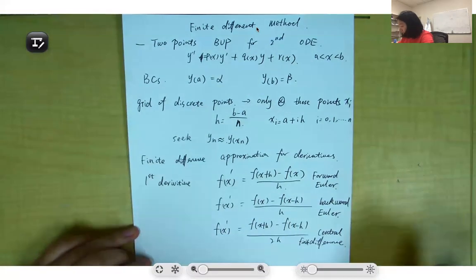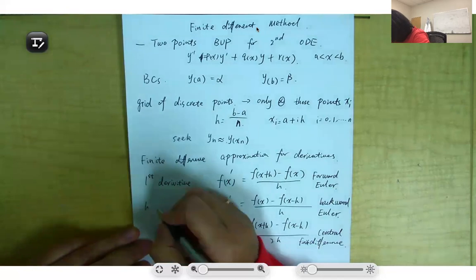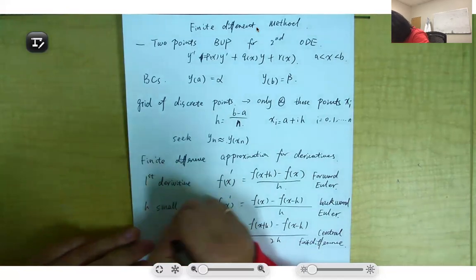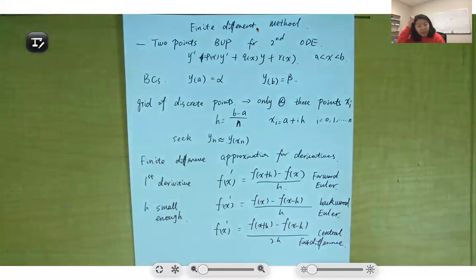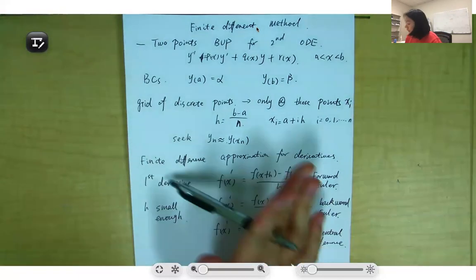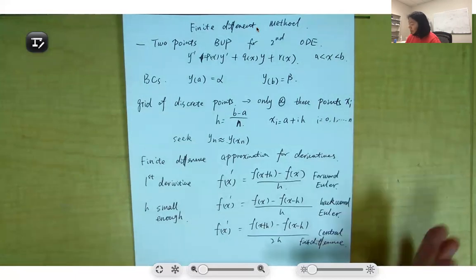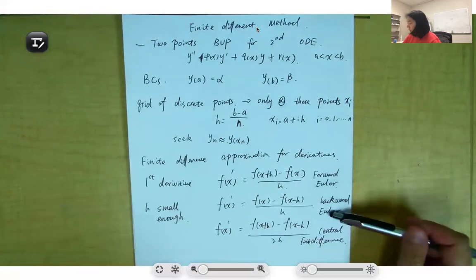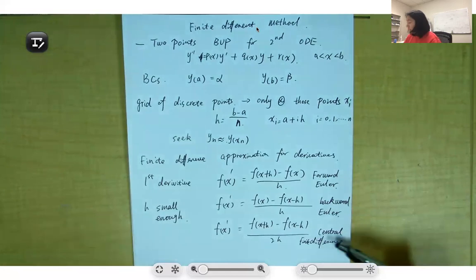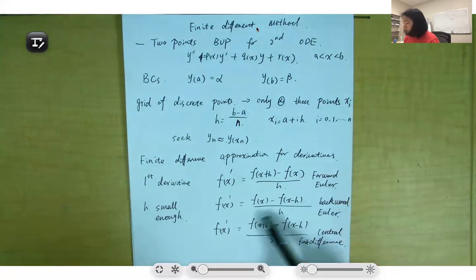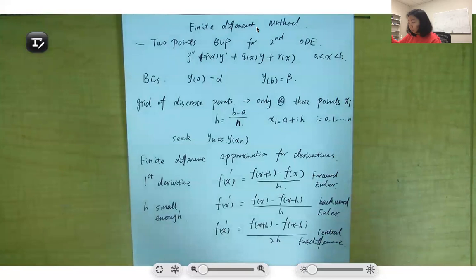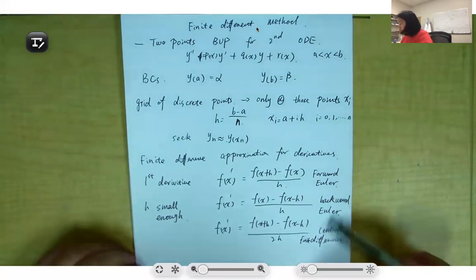Okay. And for this, h has to be very small, so that your finite difference method is accurate. So for the first derivative, we already have three different methods. It can be forward Euler, backward Euler, or central difference. Of course, the central difference will be the most accurate one as compared to the forward or backward Euler, because it considers both the forward points as well as the backward points. So this is the most accurate one.